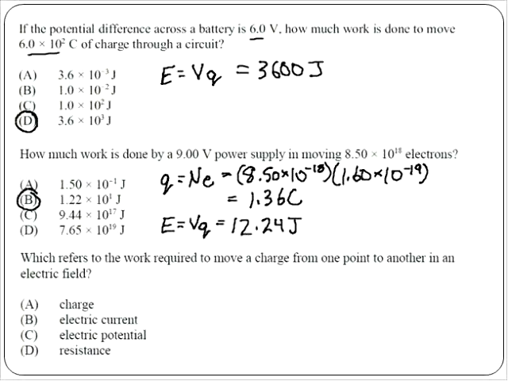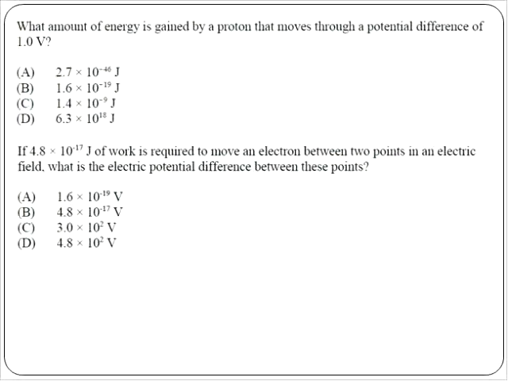The last one here on this page is a definition. The work required to move a charge from one point to another in an electric field. That is the electric potential energy right here. Technically, that should be electric potential energy. Okay, I'd argue that one because that's technically not correct. That should say energy. If it was the work per unit of charge, then it would be electric potential, but it doesn't specifically say that, so that would actually be the correct answer.